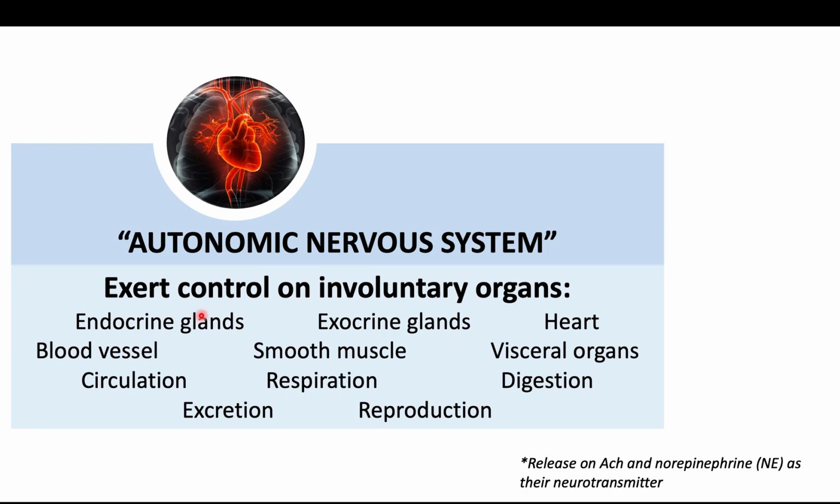So what are the involuntary organs? Anything like the endocrine glands. Are you able to control the secretions of your hormones? An endocrine gland is a gland that secretes hormones. Are you able to control the secretion of your hormones every month? No, you don't. Your blood vessels, are you able to control the dilations and constrictions of your blood vessels to ensure efficiency in blood circulation? No, you don't. As well as the excretion of your saliva, for example.